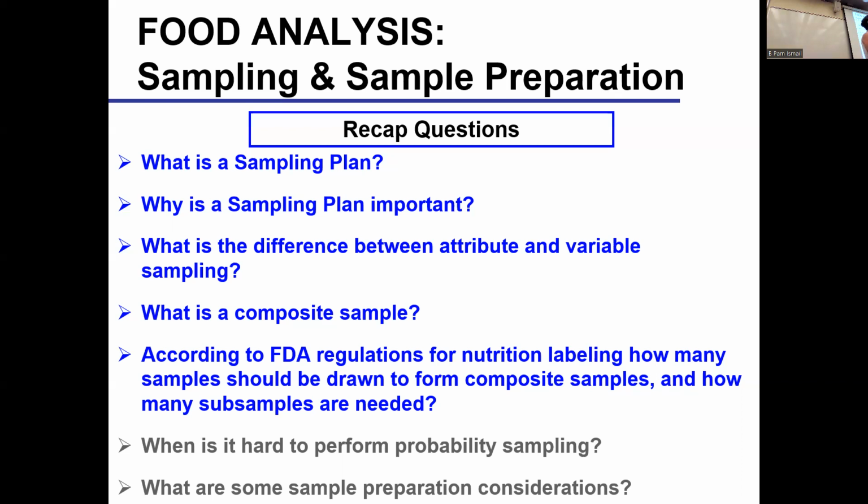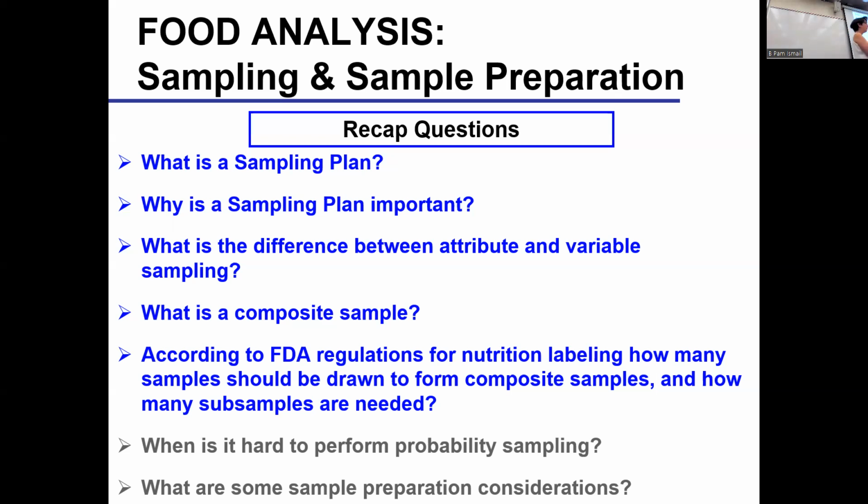So you're 90% correct. Basically, attribute sampling, I would think about it as measuring the presence of something that is randomly distributed in my sample. So that can be on the surface of my sample, can be on the side of my sample, can be in one container, it might not be in another container.